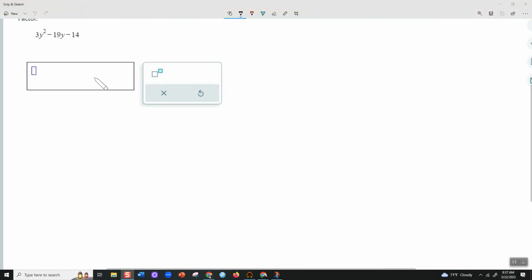Our number 5 is the first instance here where we have this leading coefficient. It's a 3. And when we check for a GCF, which we always want to do, we don't see a greatest common factor between all three. It has to be between all three of them. So in this case, we've got to do it the long way. There's no shortcut for this one.